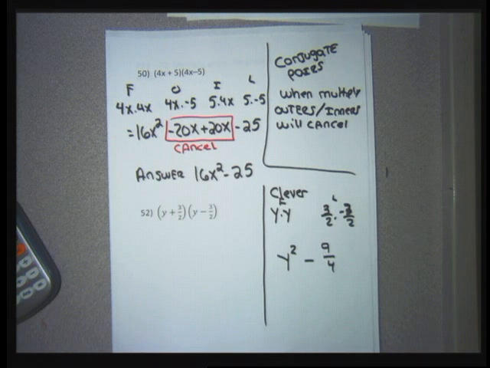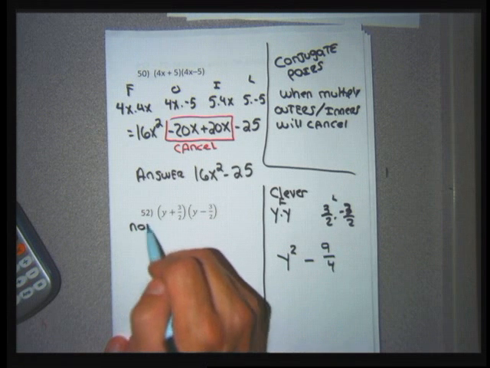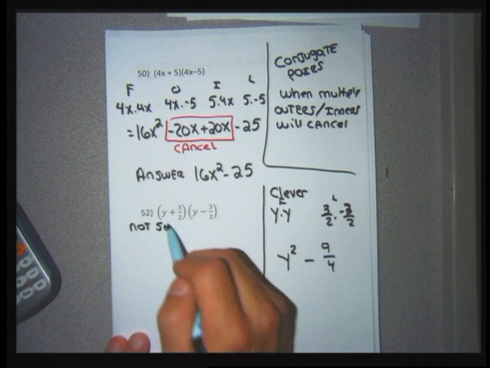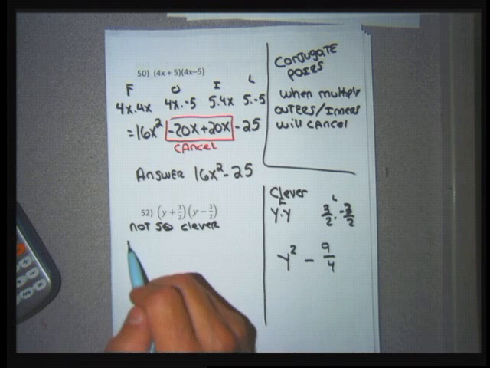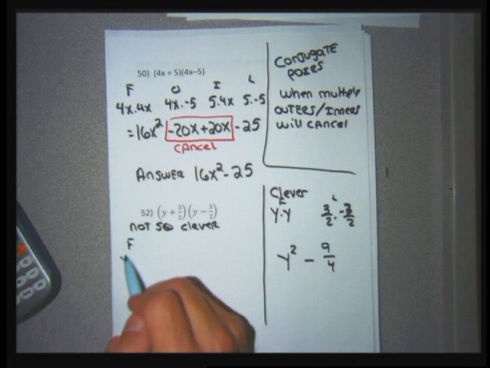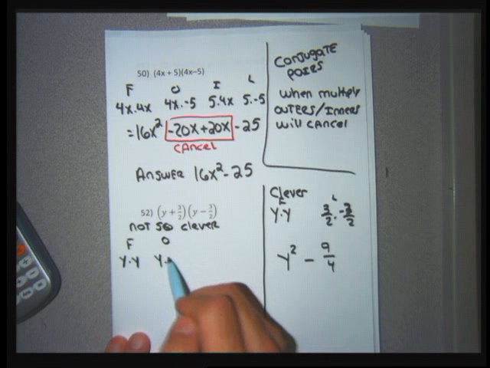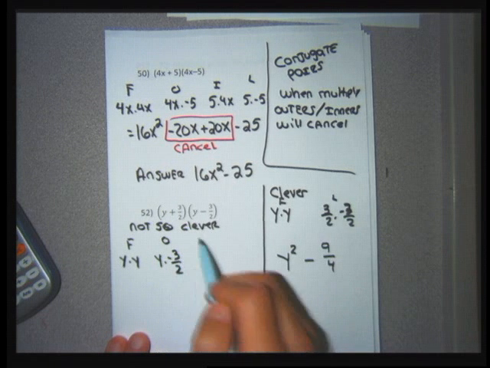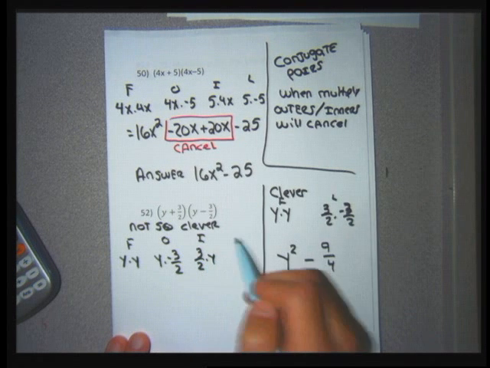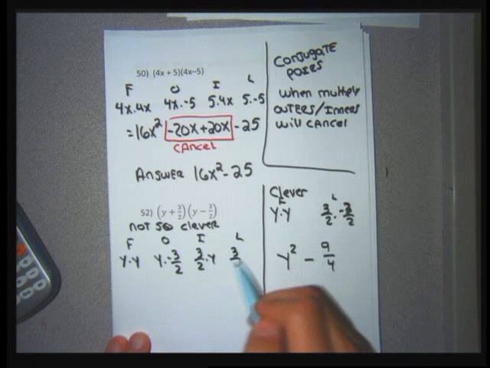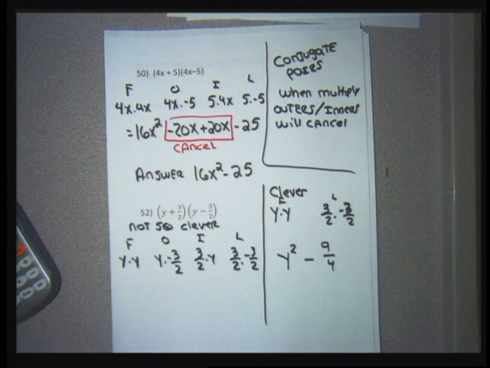The not so clever way is to do full foiling. There's nothing wrong with not recognizing that I have conjugate pairs here. You can go firsts, y times y; outers, y times minus 3/2; inners, 3/2 times y; lasts, 3/2 times minus 3/2. So it'll take me more work, but I'll get to the same answer.